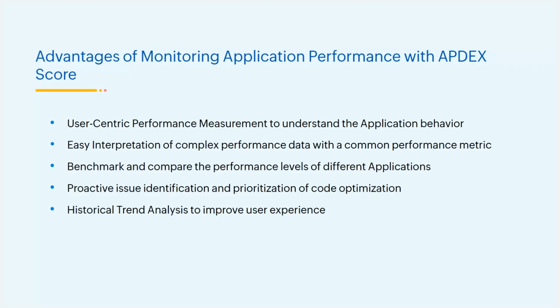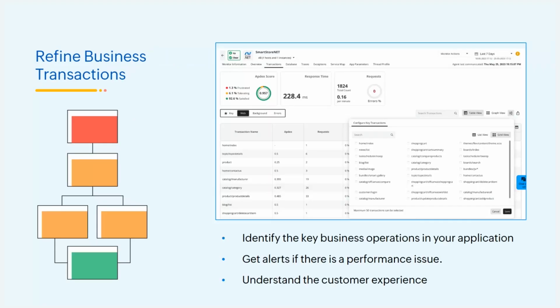Lastly, the historical AppDex trend data will allow you to analyze the performance pattern over time, helping in understanding the performance trends and identifying improvements for ensuring a consistent positive user experience. By now, you would be more interested in configuring the key business transactions to monitor the entire performance of the application effectively. In this slide, we shall see how to configure key transactions of your business operations.